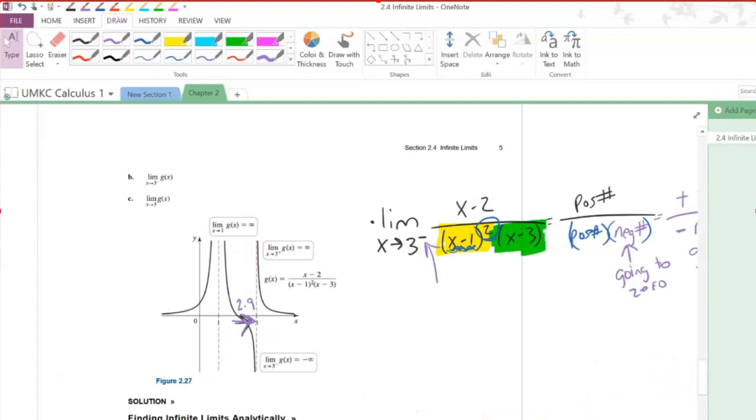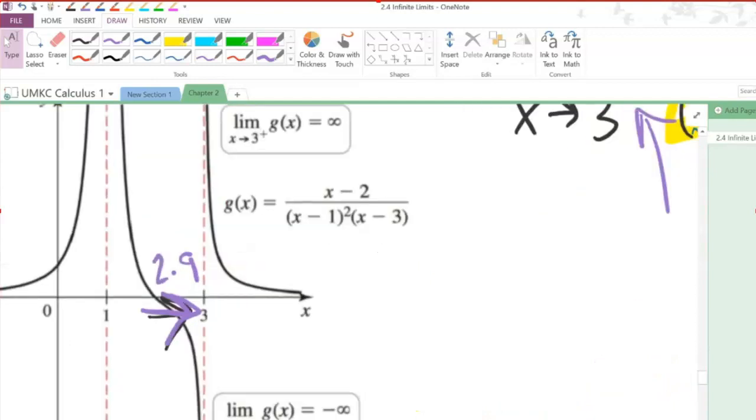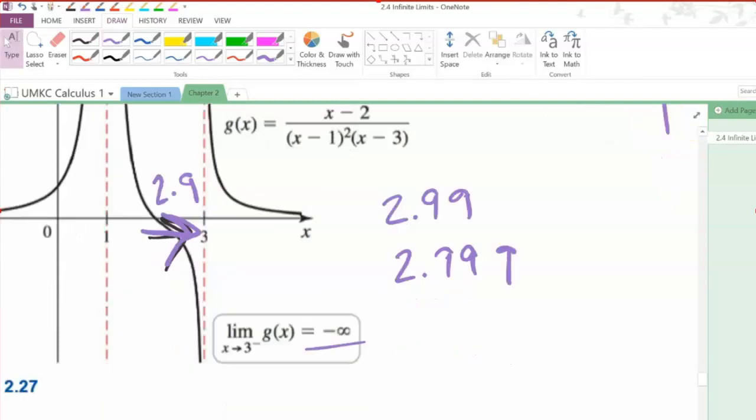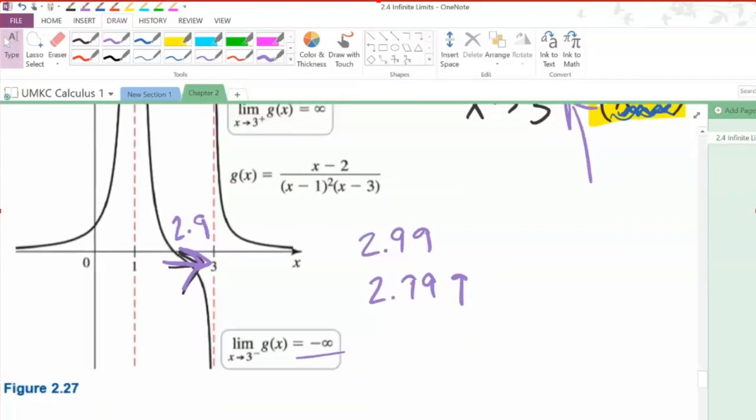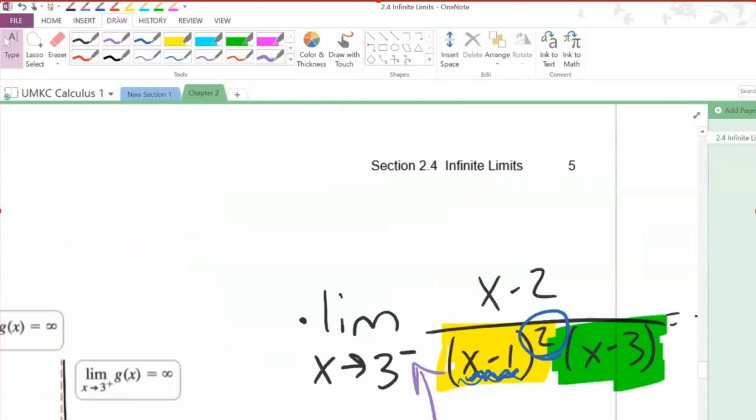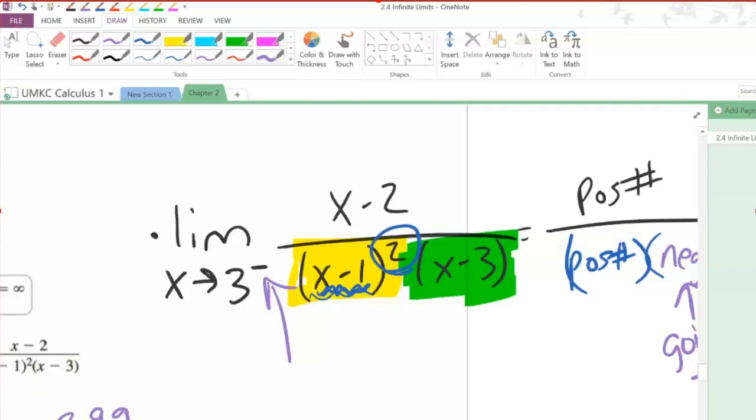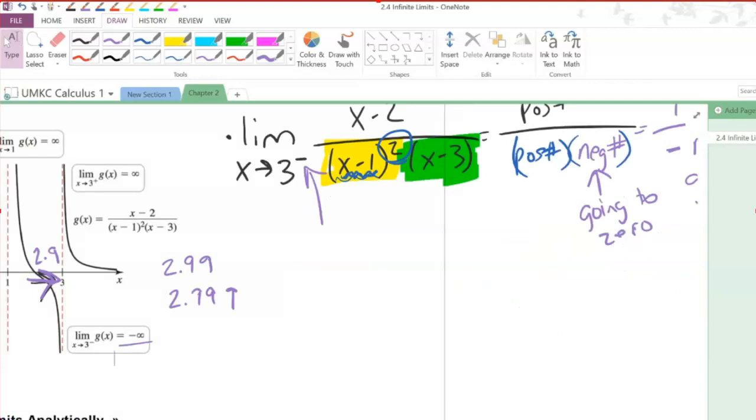You could plug in 2.9, and then you could plug in 2.99, and then you could plug in 2.999, and you could just verify that the numbers are getting larger and larger negative. But if you kind of think about it this way, you don't have to worry about what the numbers are. Is it positive, negative, and which term's going to 0 there?